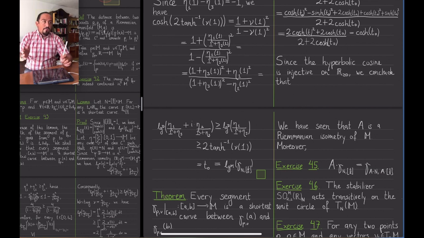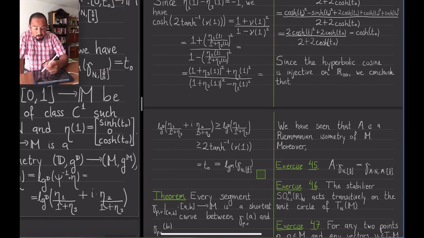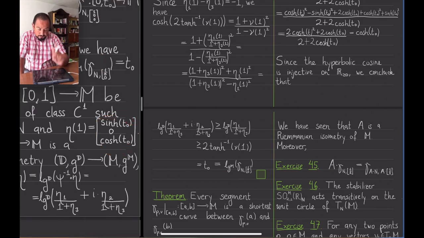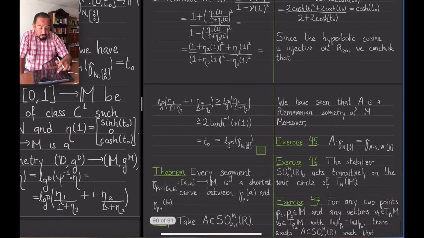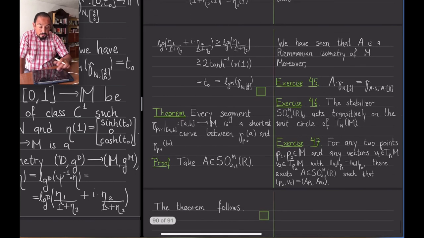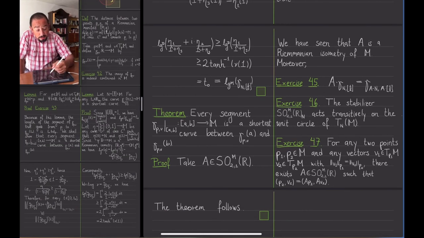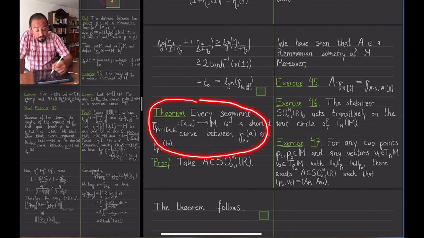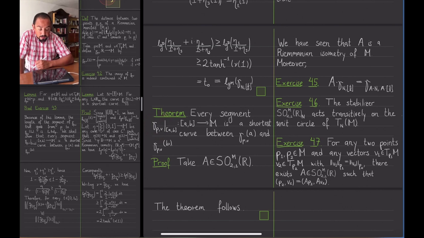It's a shortest curve between n and this point. Sorry, not any of its points, not yet. That's what I'm about to prove now. So now the theorem is that every segment of any of the curves gamma that we introduced today is a shortest curve between the endpoints of the segment.